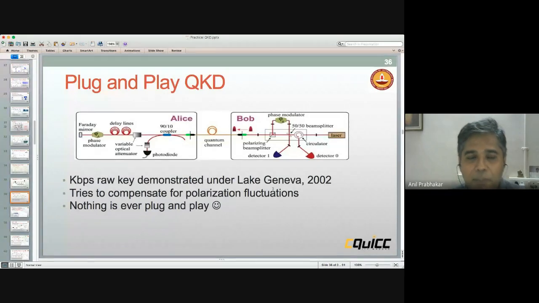Right. Practically, I think more easier to implement is what is called plug and play QKD. But before I do that, I should ask a question. Why is BB84 with polarization hard to implement on optical fibers? Does anyone know the answer to that? Was that discussed?